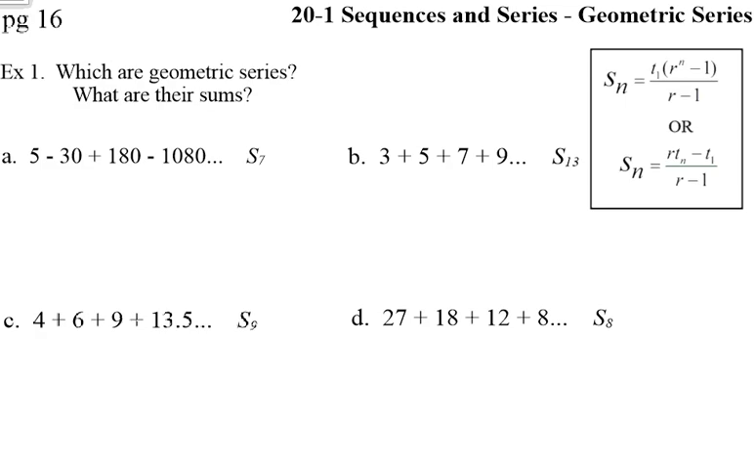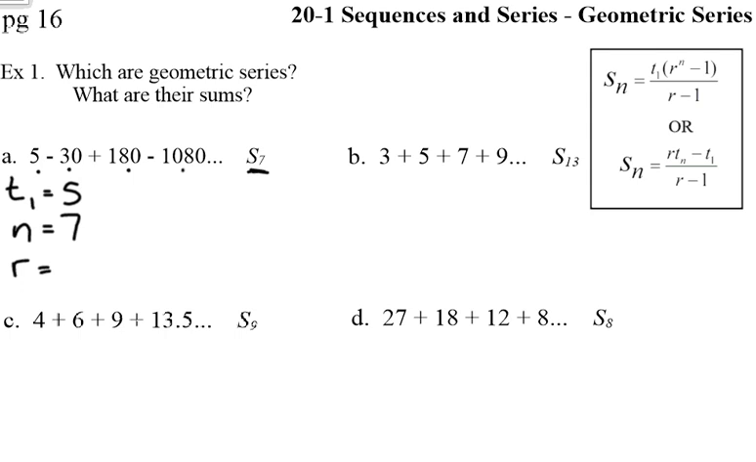So on page 16, it's asking which are geometric series, and if it's a geometric series, then what is the sum? So, as always, I like to start by writing down the information I know. I know that term 1 is 5. We're trying to find the sum of the first 7 terms, so I know that the number of terms is 7. We have term 1, 2, 3, 4. We don't know what the 7th term is, so I can't work with T of n.